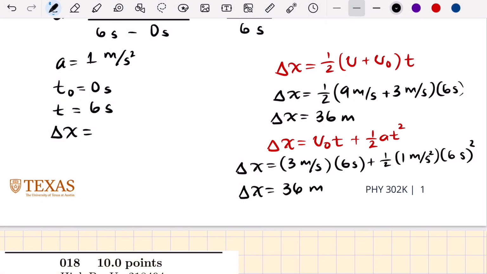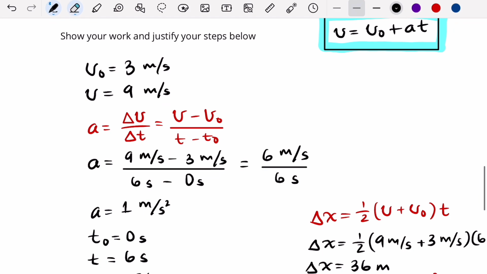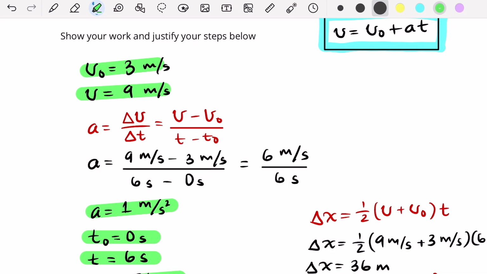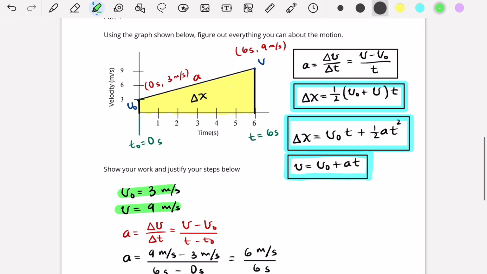So now we know everything there is to know about the motion. We know those 6 quantities. That is initial velocity, final velocity, initial time, final time, acceleration, and displacement. That's how you build a full model based on a graph or a physical situation in kinematics. Make sure you watch the example, as it will help you with your first lab experiment.